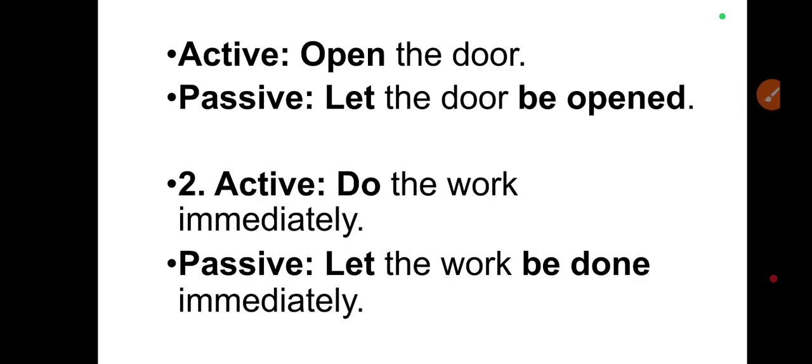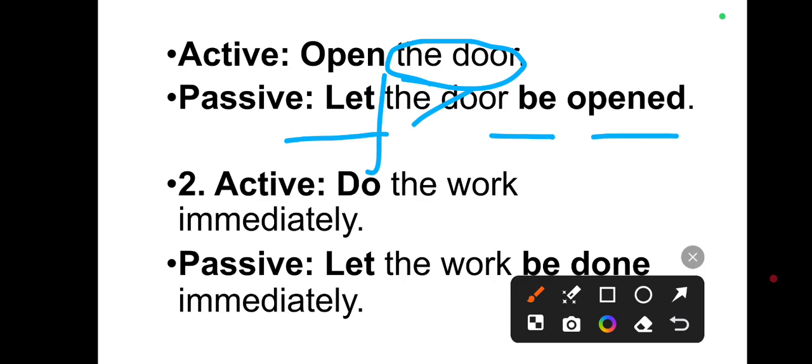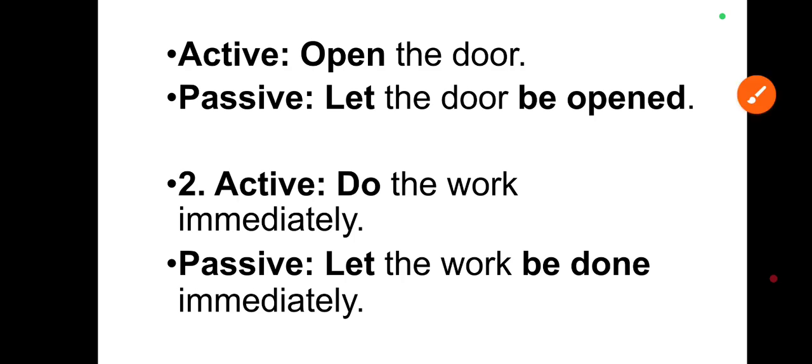Open the door, right? So, open the door: the sentence would start with let, then this is the object, bring it here, then insert one helping verb and the third form of the main verb. Let the door be opened. Let the door be opened. Right? Very simple. It's not tough.